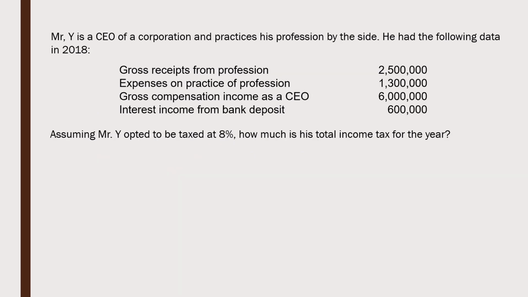Let's proceed to problems on regular income tax. Mr. Y is a CEO of a corporation and practices his profession by the side. He had the following data in 2018. So we have receipts from profession, expenses on the practice of profession, gross compensation income as a CEO, and interest income from bank deposit. Assuming Mr. Y opted to be taxed at 8%, how much is his total income tax for the year?